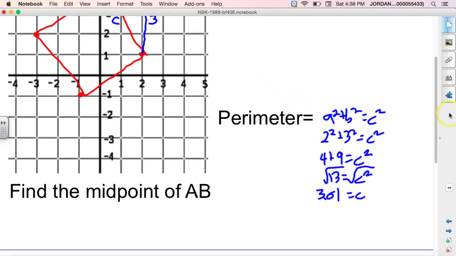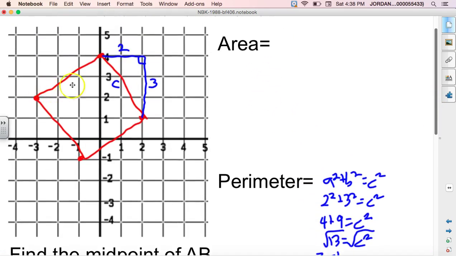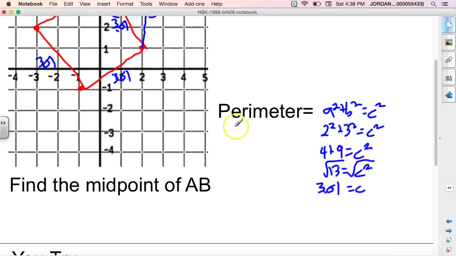All right, so the distance of this line right here from point A down to point B is 3.61. And they told us it's a square. So if it's a square, that means all the other sides are the same. 3.61, 3.61, 3.61. So when we want to find the perimeter, we're just going to add up 3.61 4 times.